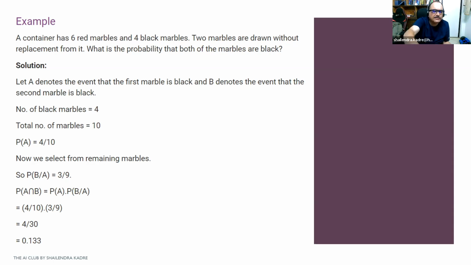Because I have to find out whether both of the marbles are black, there are two events, and I have to see that both events are black. And I'm not replacing the marble back. So I take out one marble, so the total number of marbles becomes 9. From 10 they reduce to 9. So event B is dependent on event A. Taking out the second marble is dependent on the first marble.